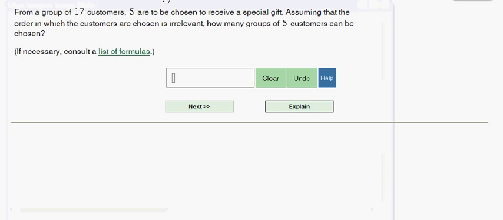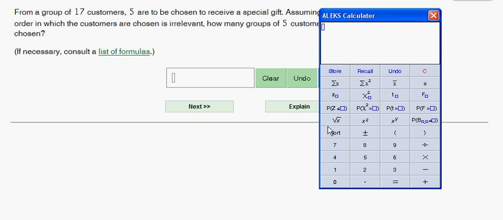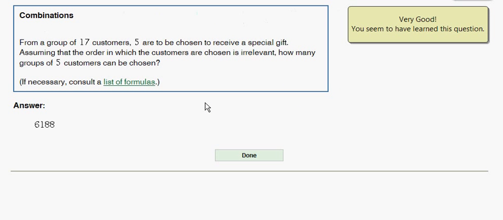So let's go over here, grab our ALEKS calculator, and just simply enter that in. We're going to have 17 times 16 times 15 times 14 times 13 on the top of our fraction. So we'll simply highlight that, hit the divide button. Down below we will have 5 times 4 times 3 times 2 times 1. And this, of course, let the ALEKS calculator do the math for us. The answer that I get for this one is 6,188. Let's check and see if that's correct. Yes, it is. Now, while we're at it, though, let me show you an additional shortcut that might be nice.